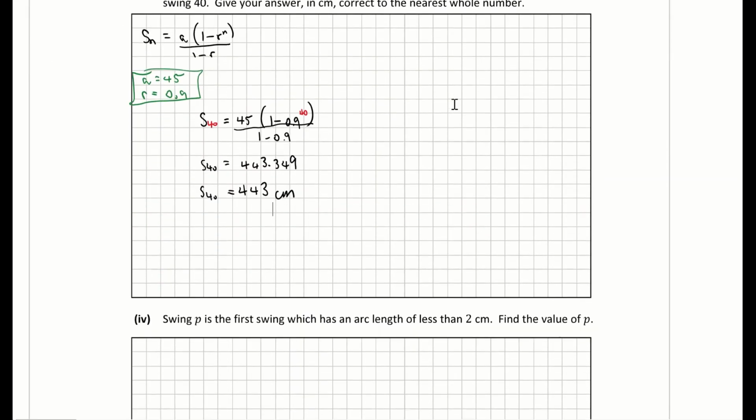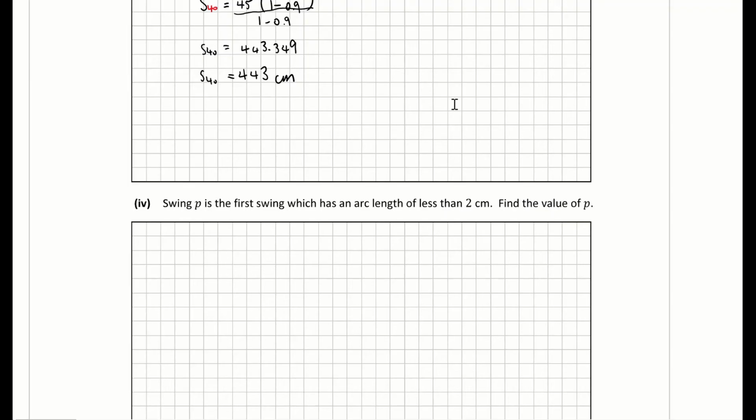Scrolling on down now to part 4, it is telling us that swing P is the first swing which has an arc length of less than 2 centimeters. So every time I multiply by that 0.9, 0.9, 0.9, which swing will give me an arc length of just less than 2 centimeters? So I'm just going to write that mathematically. My formula for term n is 45 times 0.9 to the power of n minus 1, and I'm looking for it to be less than 2 centimeters. So it's not equal to 2, it's less than 2.